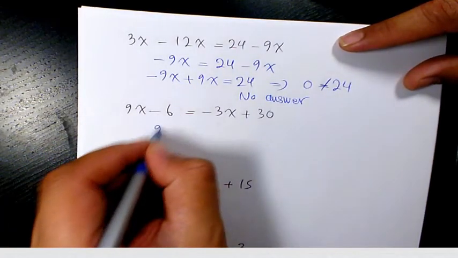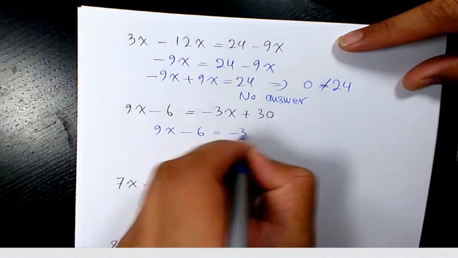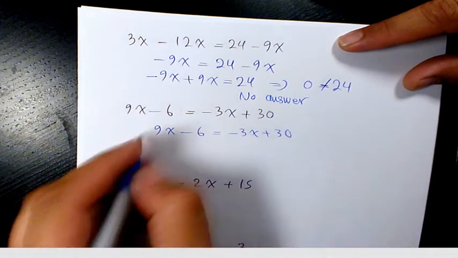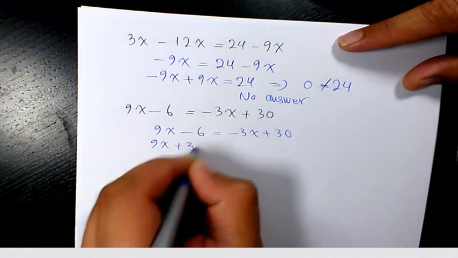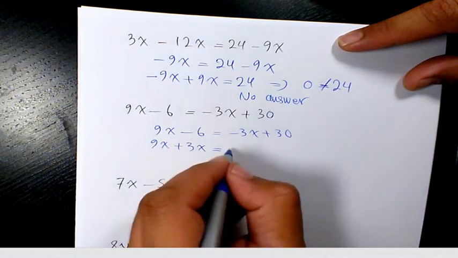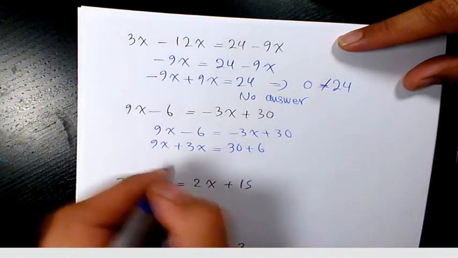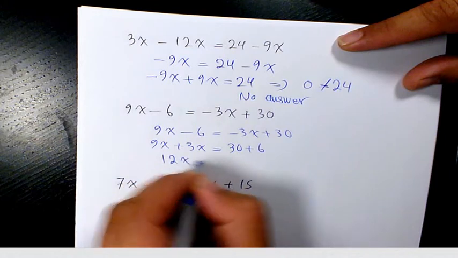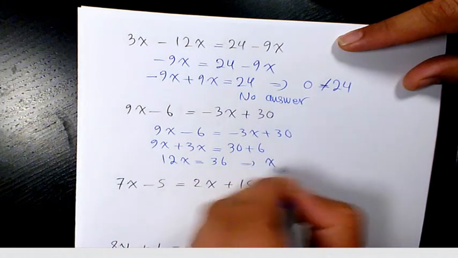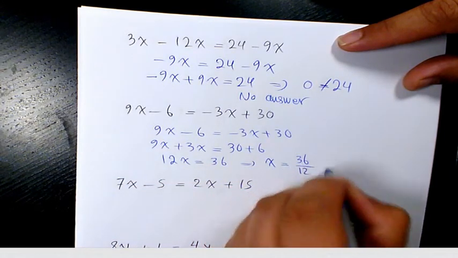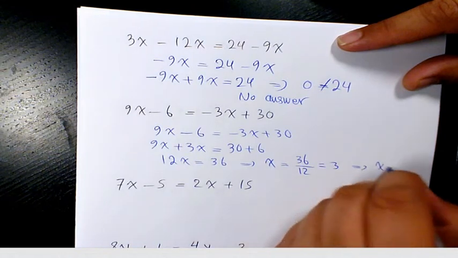9x minus 6 equals negative 3x plus 30. You move this one to the other side, 9x plus 3x. And you move negative 6 to this side, it's going to be 30 plus 6. So we have 12x equals 36. So x will be 36 divided by 12, which is 3. So x will be 3.